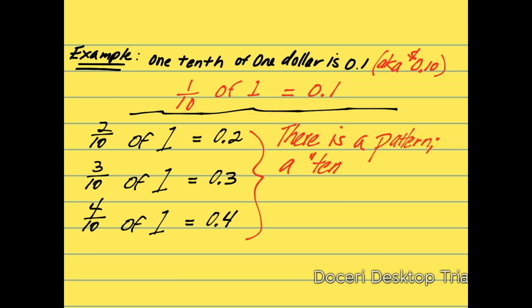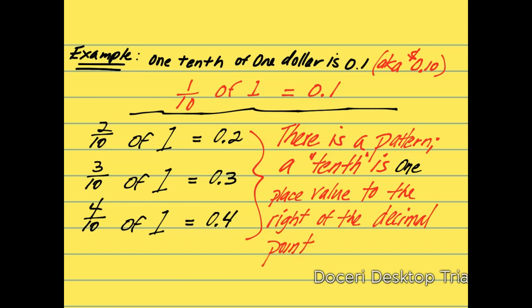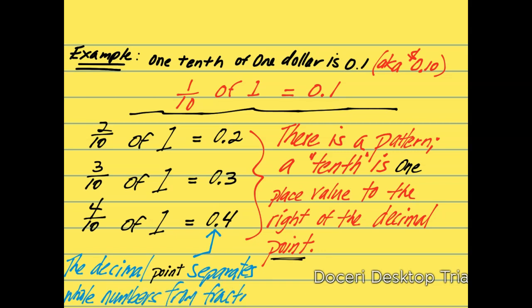There is a pattern, true. A tenth is one place value to the right of the decimal point. Mr. C, what's the decimal point? I'm so glad you asked. The decimal point is a symbol we use to separate whole numbers from fractions. That's what it is. That's what it means.